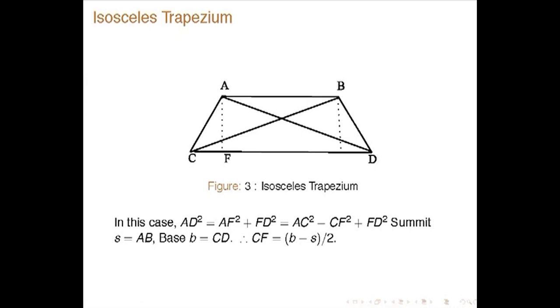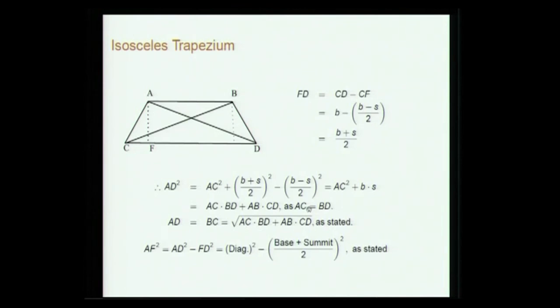Here CD is the base, AB is the summit, and AD and CB are the diagonals. For an isosceles trapezium clearly they are equal. Then he gives AD squared; we can find that AD squared is AF squared plus FD squared, and so on. It is just a simple application of these results and the right triangle theorem, the so-called Pythagoras theorem.